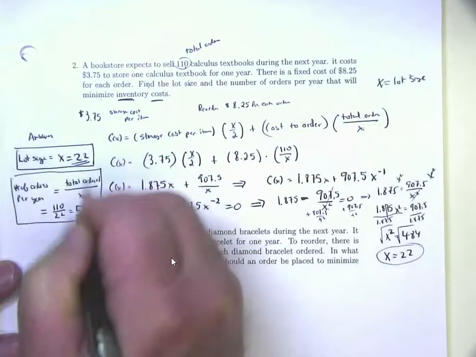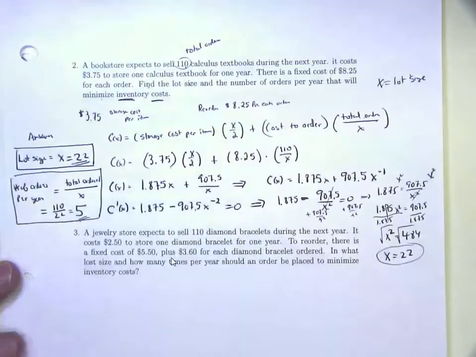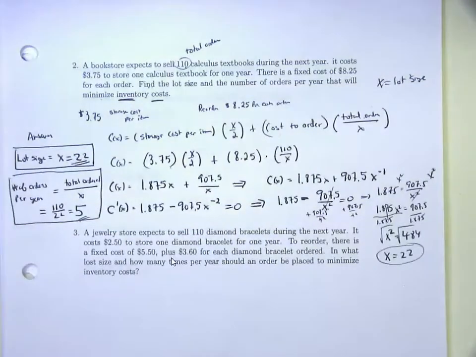So the answer is 22 textbooks we're going to have to order, and we're going to have to order 5 times a year. Does that make sense? Go back and make sure you answer the question.